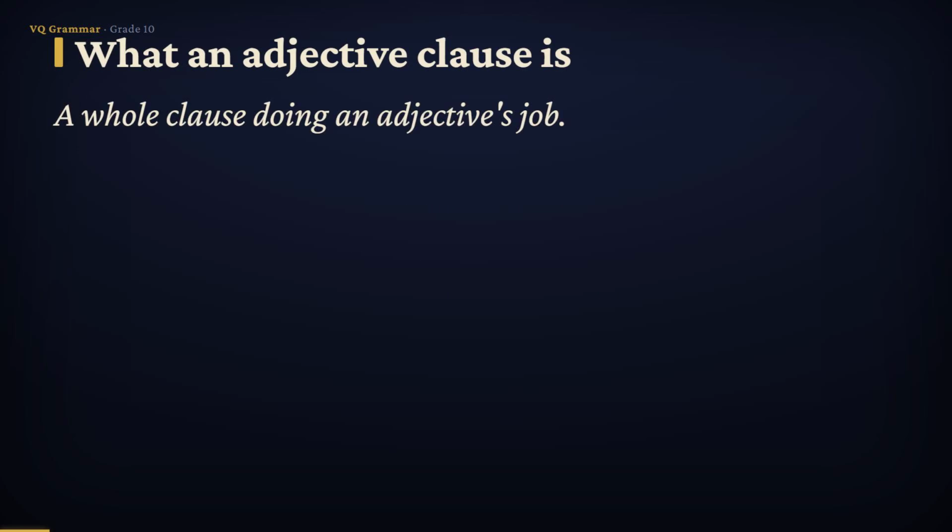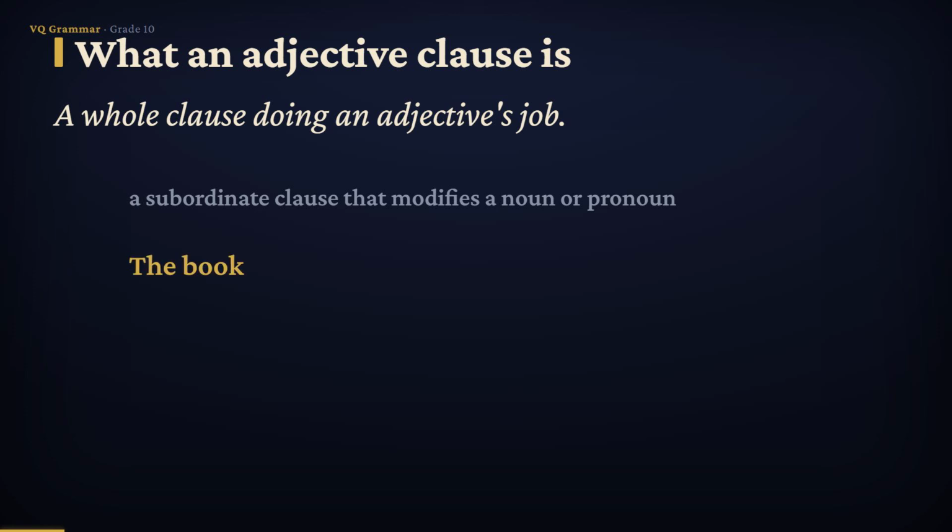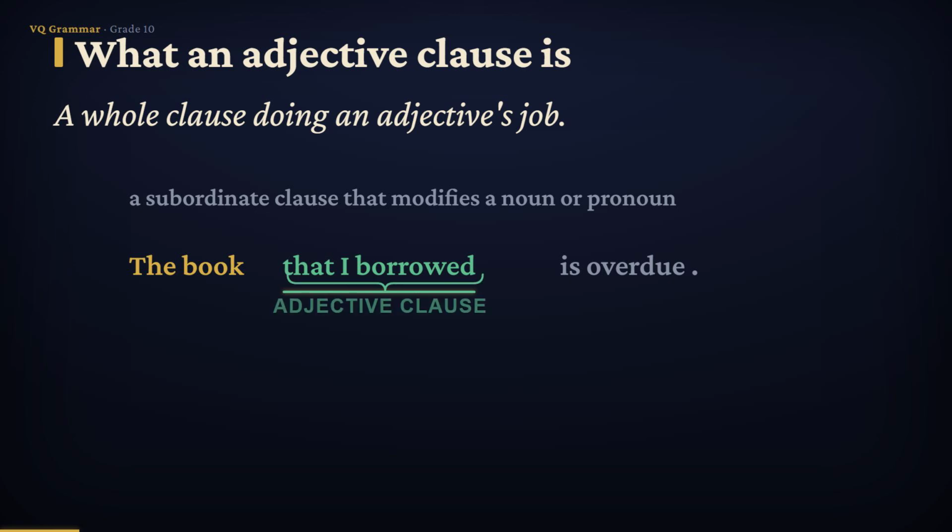Let's start with the definition and then a sentence to hang it on. An adjective clause is a subordinate clause that modifies a noun or a pronoun. Here's a sentence. The book that I borrowed is overdue. Strip it down and the core is simple. The book is overdue. But sitting right in the middle is a whole clause, that I borrowed. It has its own subject, I, and its own verb, borrowed.